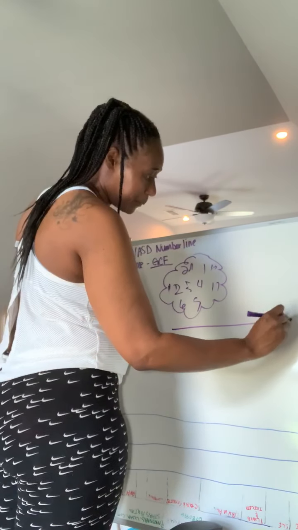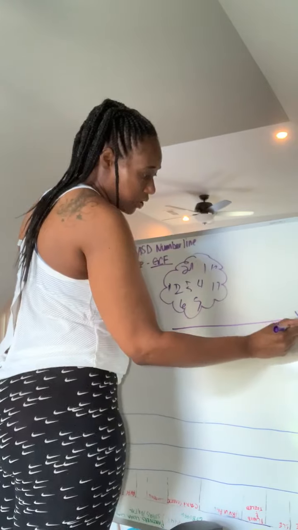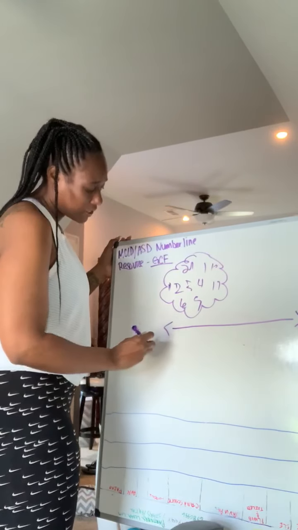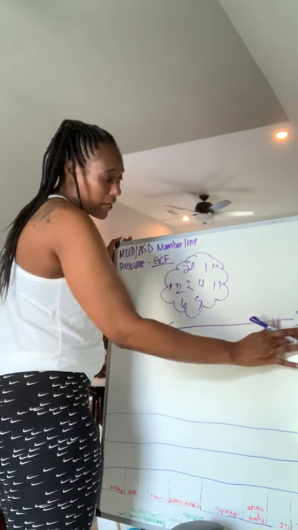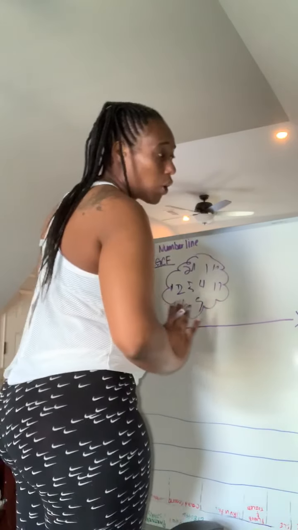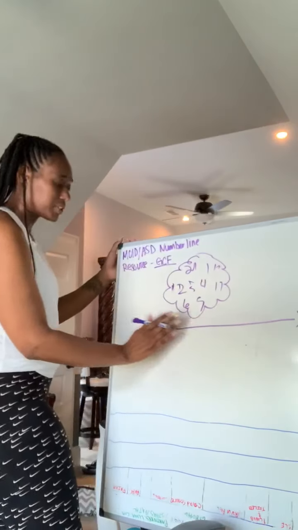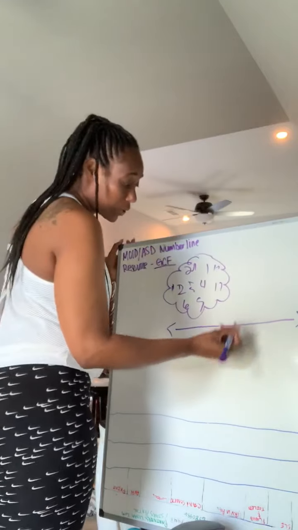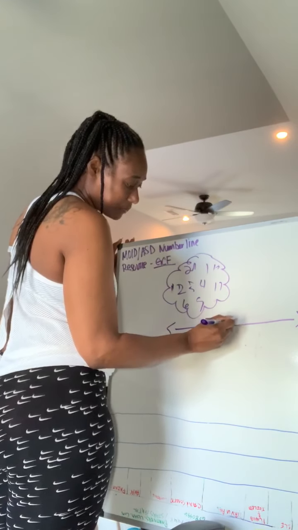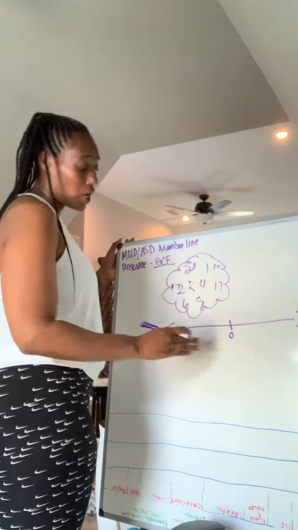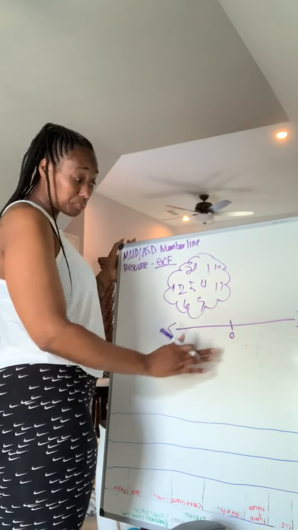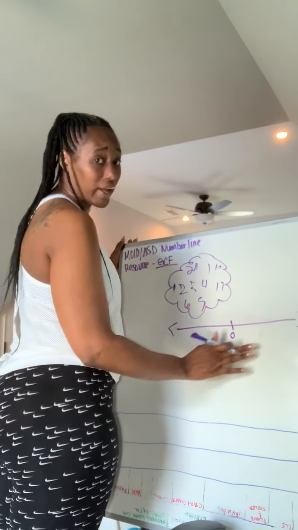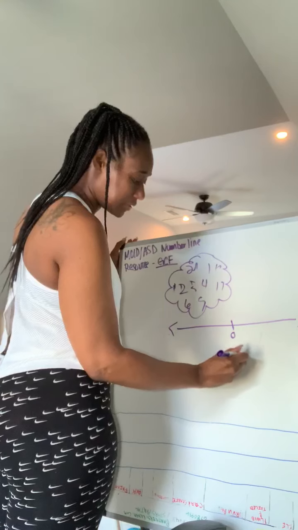It's a line with arrows on each end, and these arrows let me know that the numbers keep going to the right and the numbers keep going to the left. But what stops those numbers is the number 0. So we put the number 0 here. We know everything to the right of the 0 is positive.